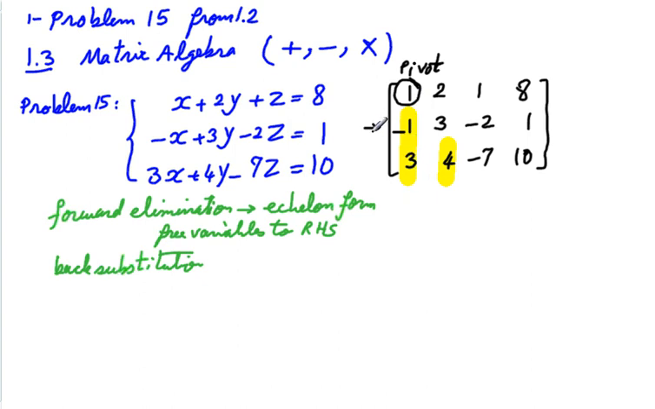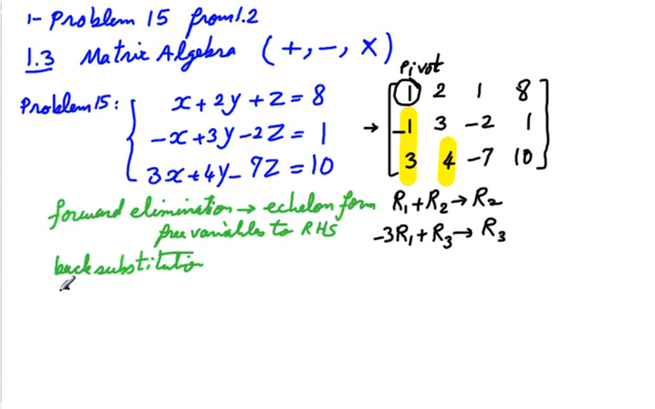So to remove this item, what do I need to do? You just simply add the 2 rows, and that is going to be our new row 2. And to kill this 3 here, what do I do? Minus 3 row 1 plus row 3. That is going to also remove that entry from row 3.